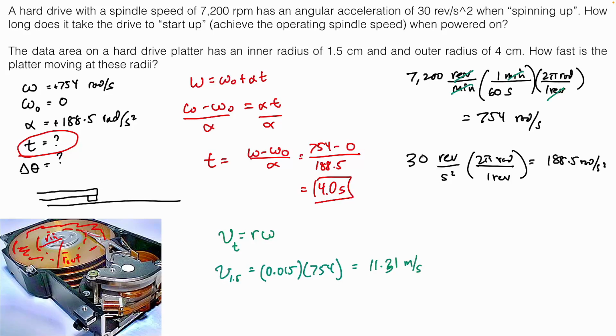All right, and then the same thing for the 4 centimeter. That's going to be 0.04 meters, 754 radians per second. I got, we'll call it, 30.2 meters per second. Okay, so at 11.3, this is approximately 25 miles per hour. At 30.2, this is approximately 68 miles per hour. So there's a big difference in how fast a piece of data is spinning underneath this read-write head.